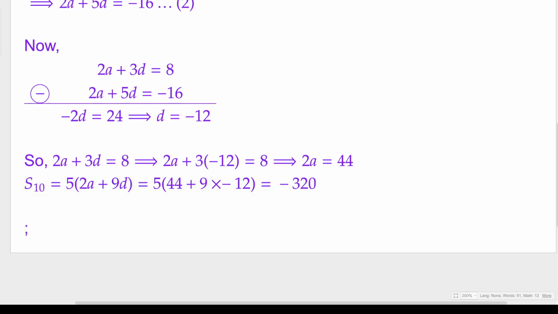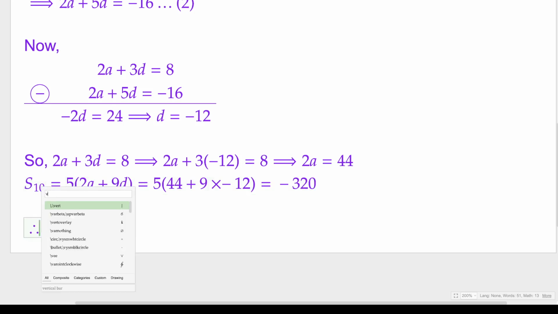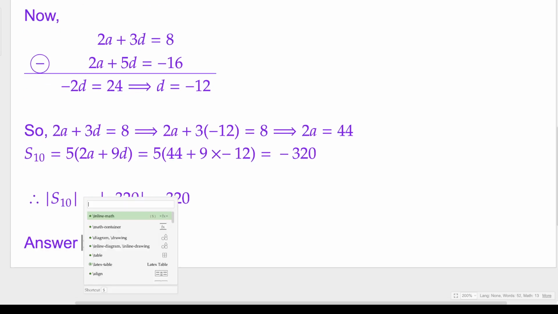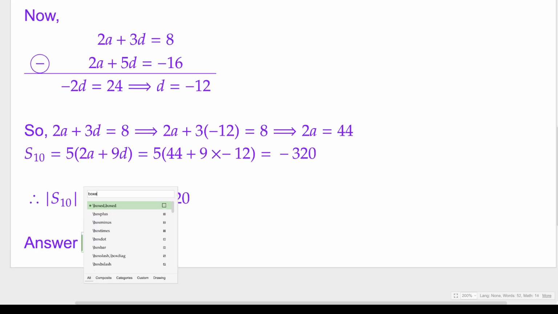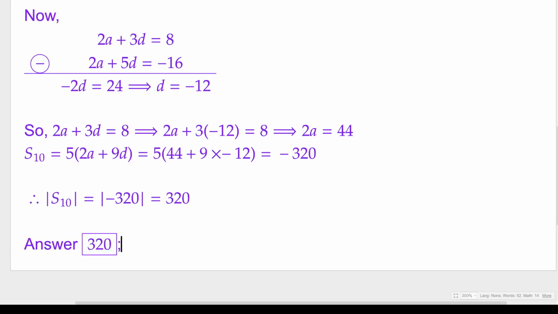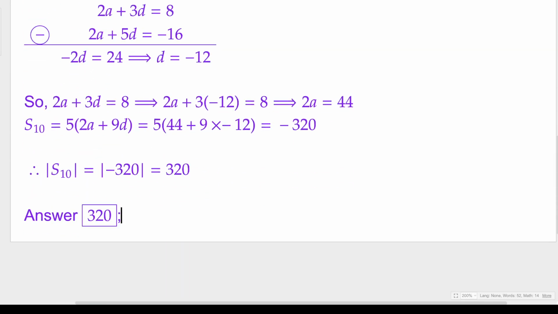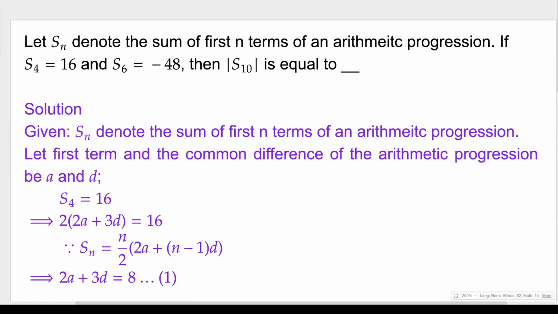Now we need to compute the absolute value of S subscript 10, that is equal to the absolute value of negative 320, and indeed the answer is 320. So for this given problem statement, the answer is 320, and hence the solution and its answer is 320.